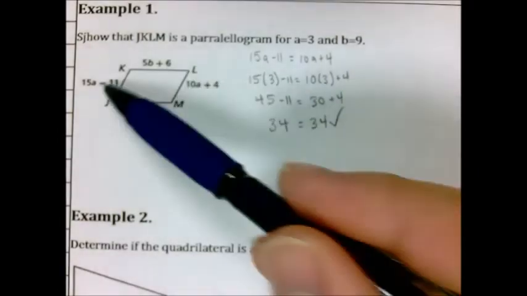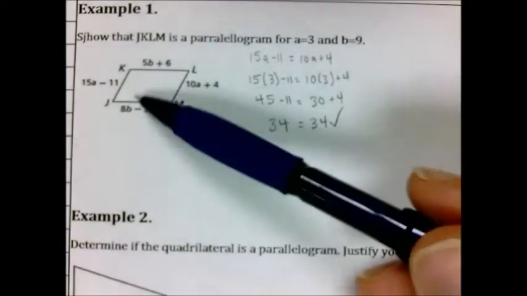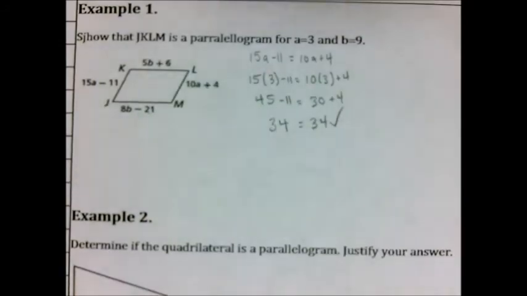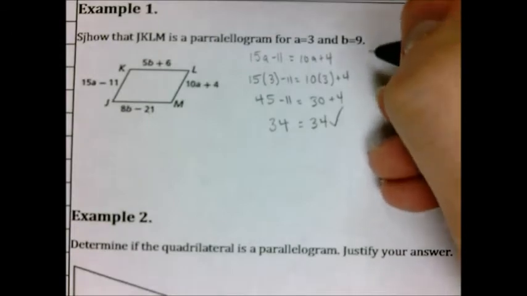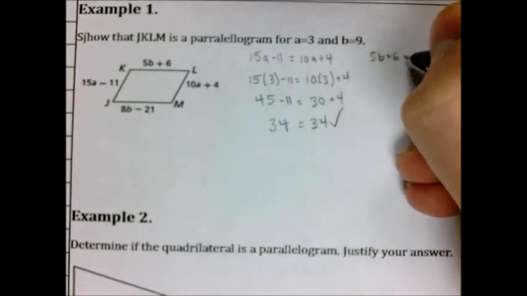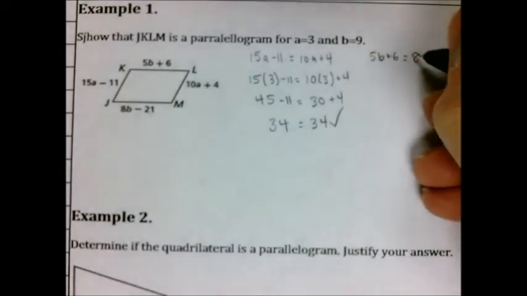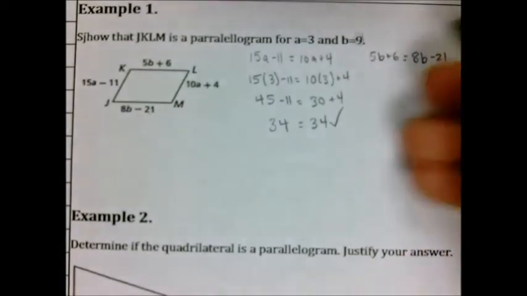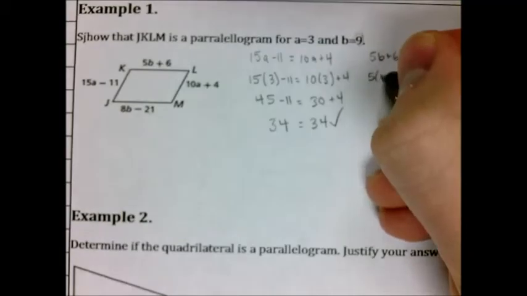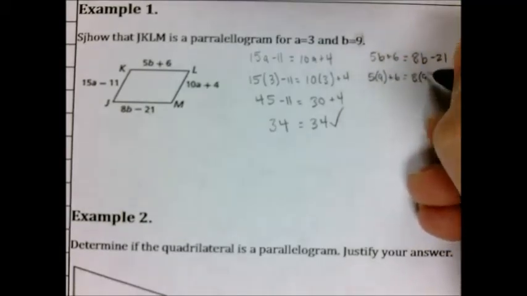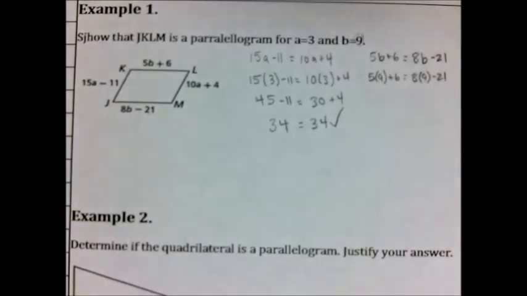These sides are congruent. Now we need to check to see if these are congruent. And if those are congruent, then we can prove that this is a parallelogram. Okay, so we should have 5b plus 6 needs to be equal to 8b minus 21. Again, we're going to plug in 9 now for b. So we have 5 times 9 plus 6 needs to be equal to 8 times 9 minus 21.